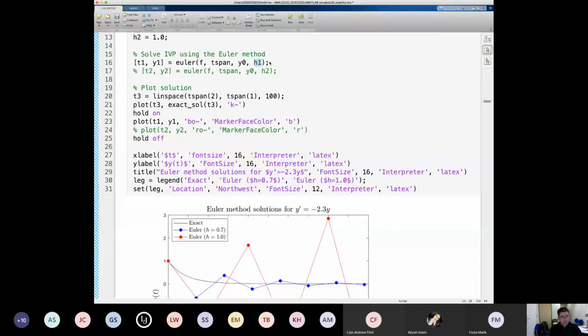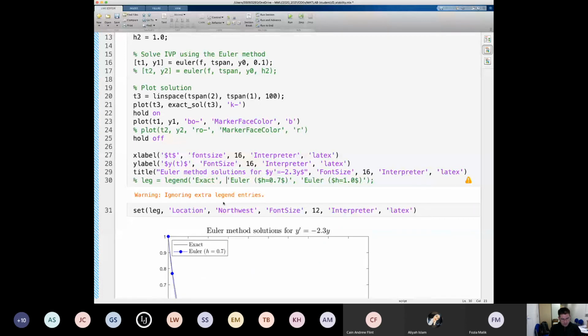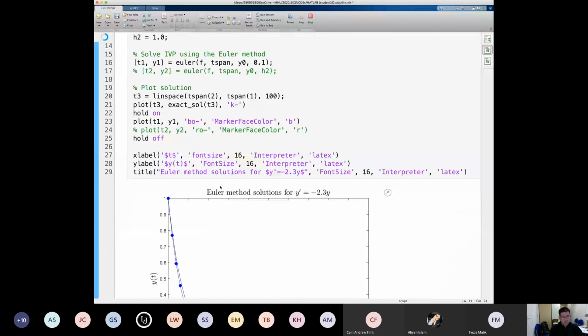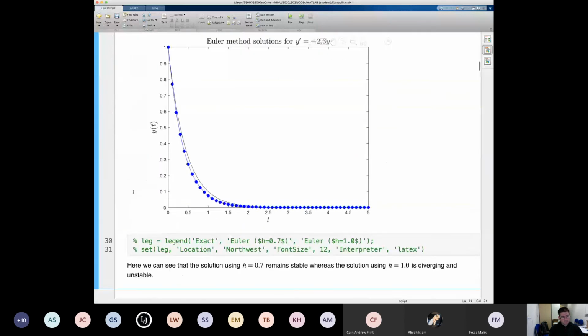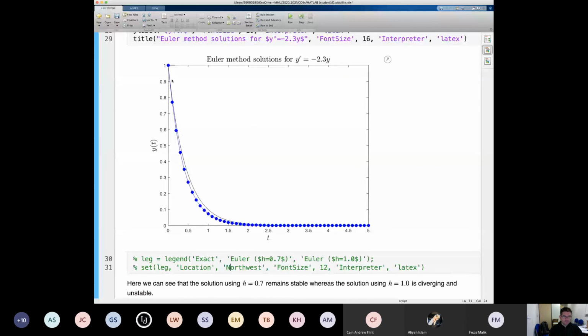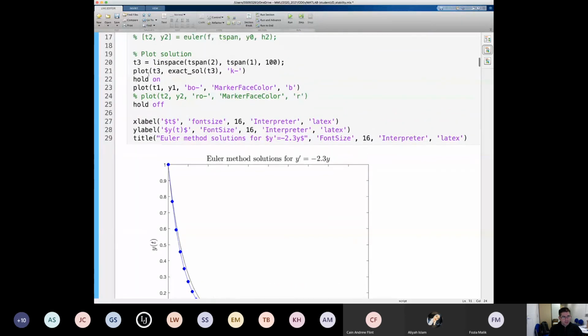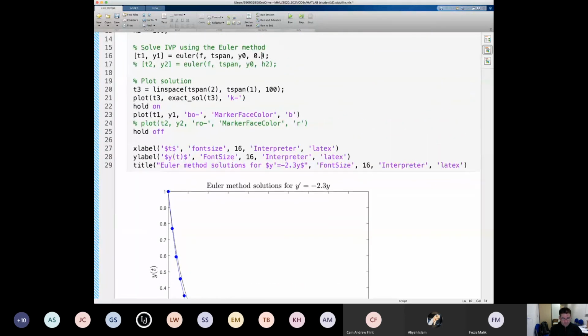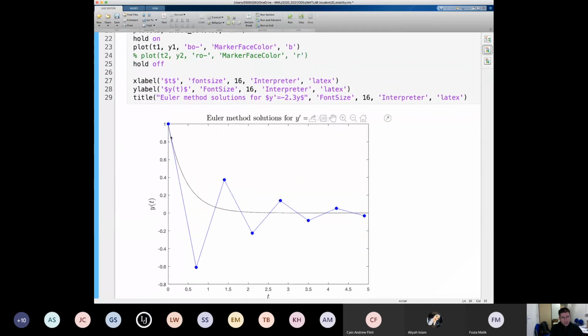Let's say I've got a fairly small value for h. Oh, I've got too many legend entries. So I'm just going to get rid of the legend. That's probably the wisest thing to do. I've used a fairly small value of h at 0.1. You can see it roughly follows the solution of the black line there. If I use a larger value of h, I think it's 0.7 in the notes, you can see it's not a very good approximation, but it's still stable.